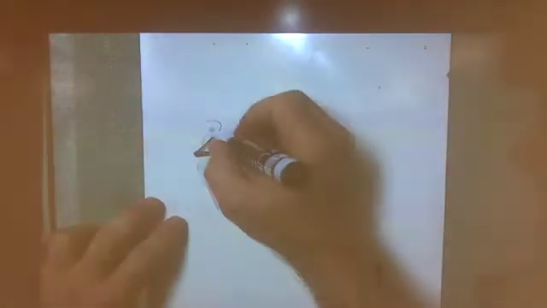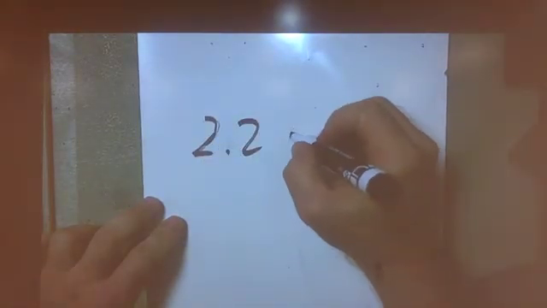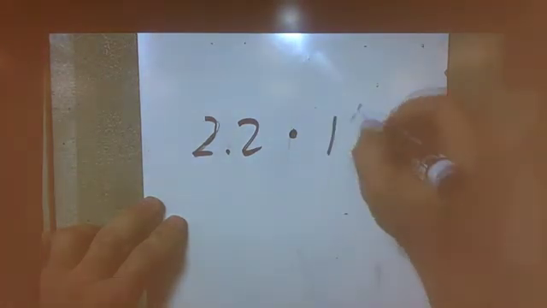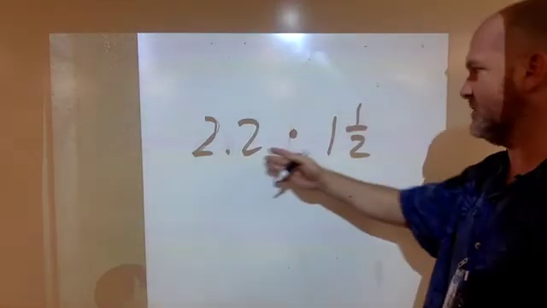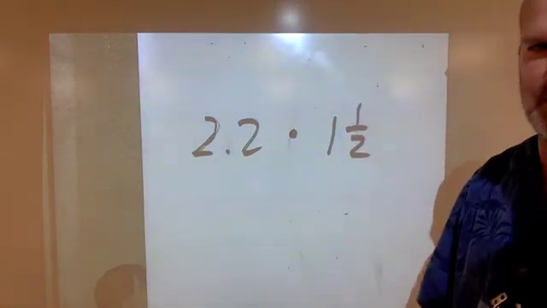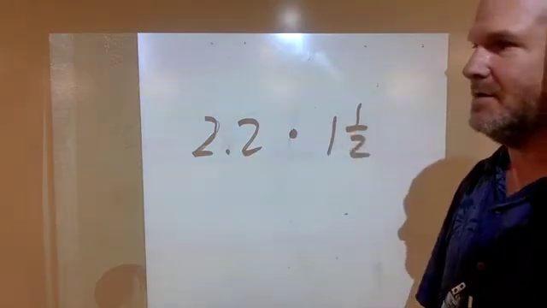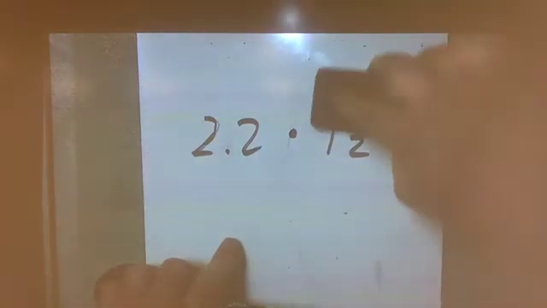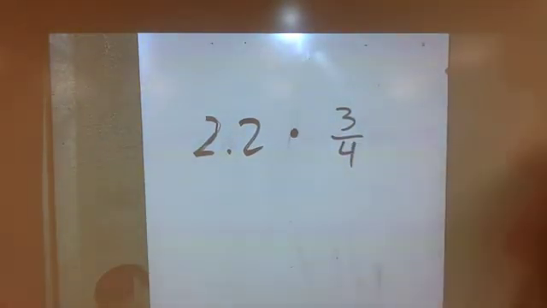Multiplying a decimal with a fraction. 2.2 times, I'll just use the dot this time, 1 1/2. Ugh, that looks ugly. How are you supposed to do 2.2 times 1 1/2? There really is no method that I'm aware of to multiply a decimal times a fraction. Let's start off with an easier fraction. 3/4.